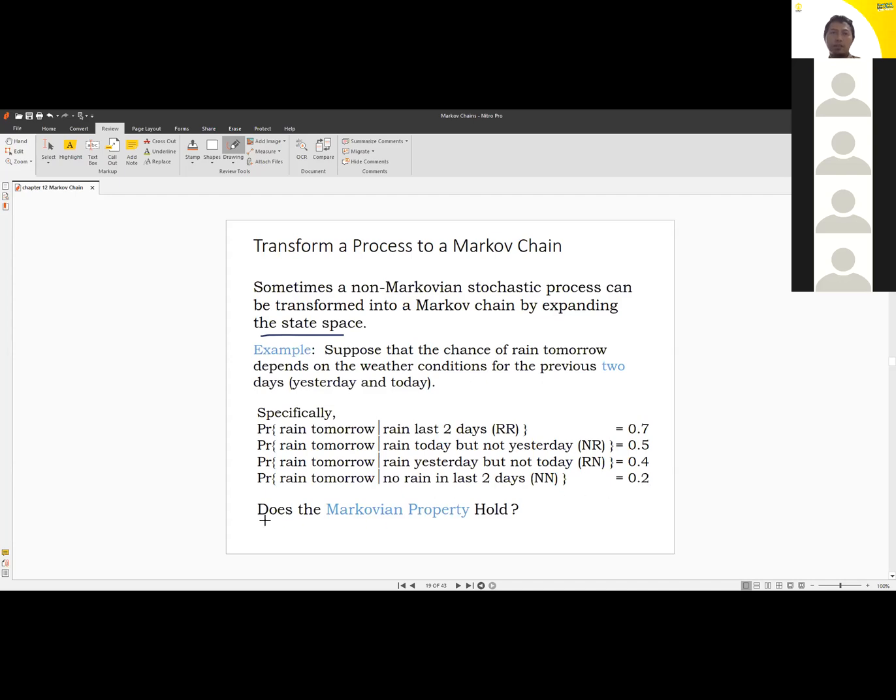So the question is, does the Markovian property hold? Does this condition follow the Markov properties? You can simply see that if you sum them together, the total is less than 1. The total probability cannot be less than 1.